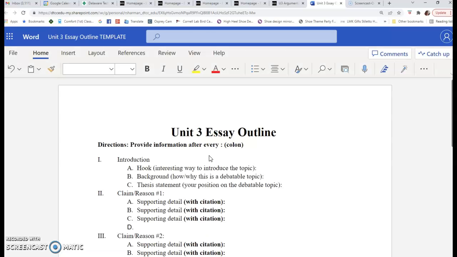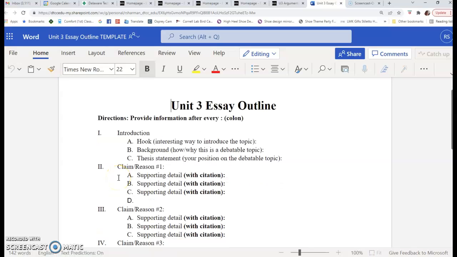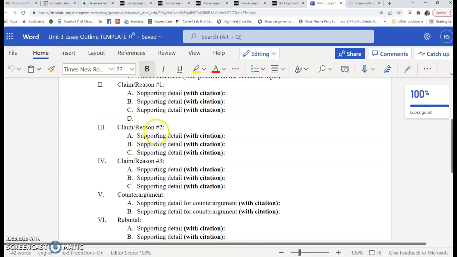So when you look over your outline, the outline is divided into different sections that correspond to different parts of your final paper. For the CSET paragraphs, you will be using 2 of your claim reason paragraphs. So there are 3 of those paragraphs that you will have in your final paper, and you may choose any 2 of them. It could be the first two, it could be the last two, it could be the first one and the third one. That doesn't matter.